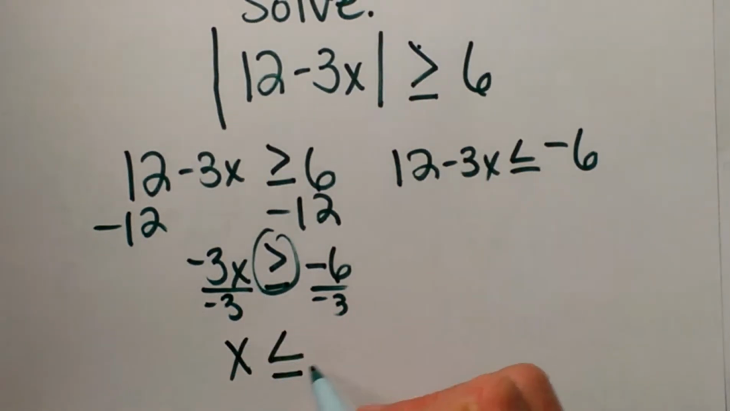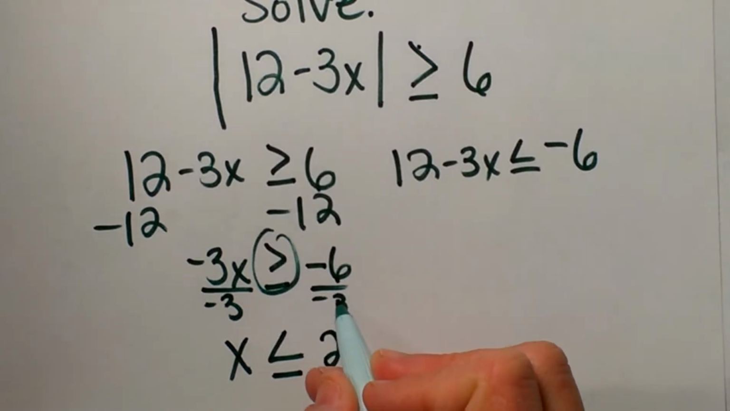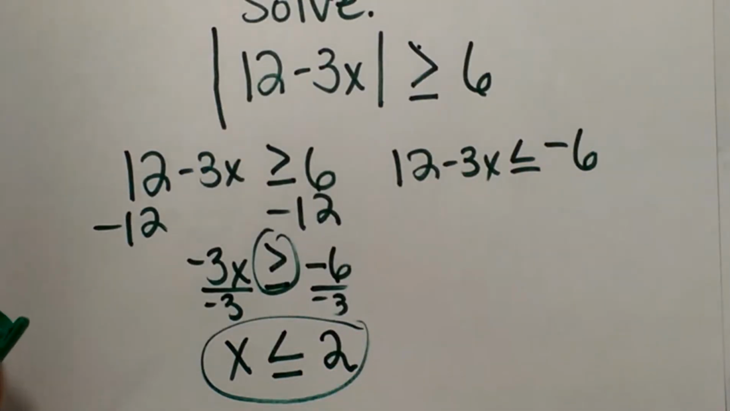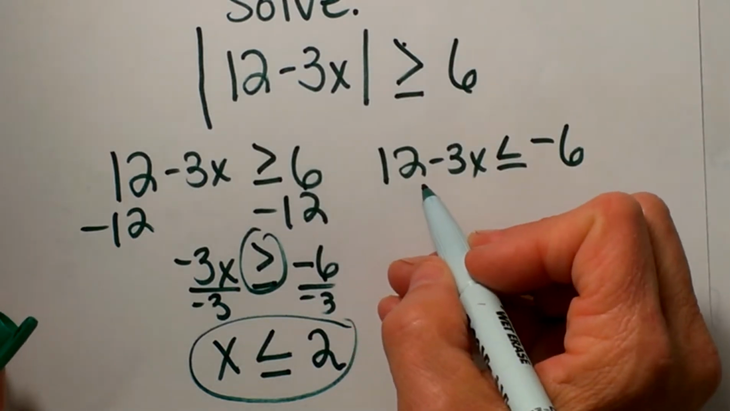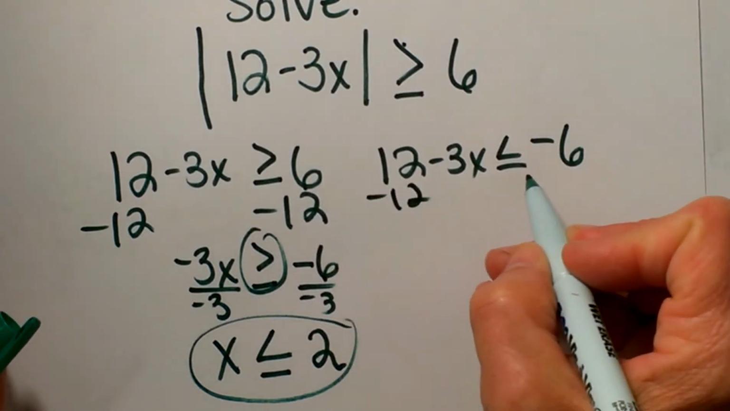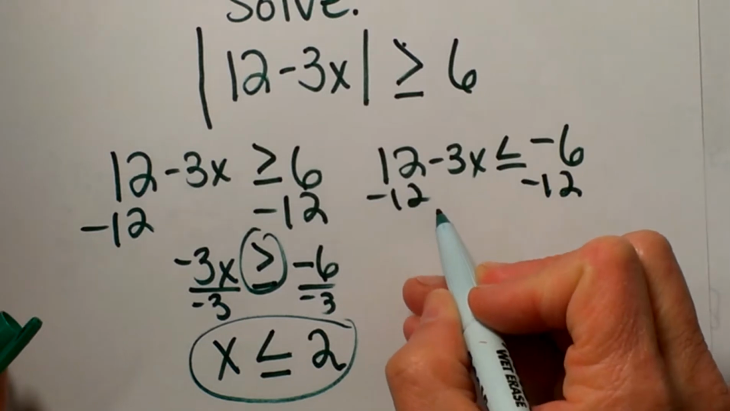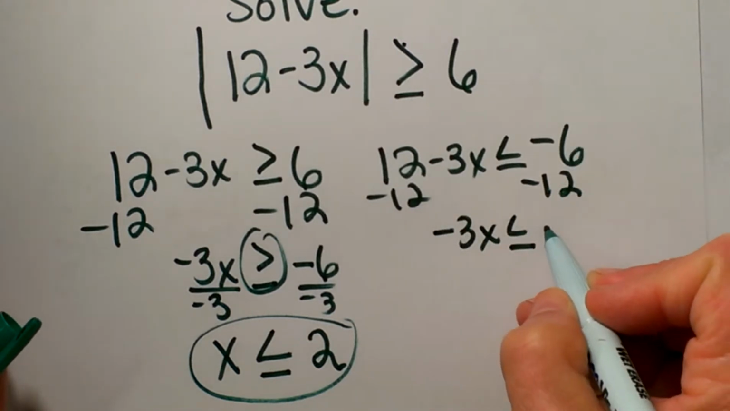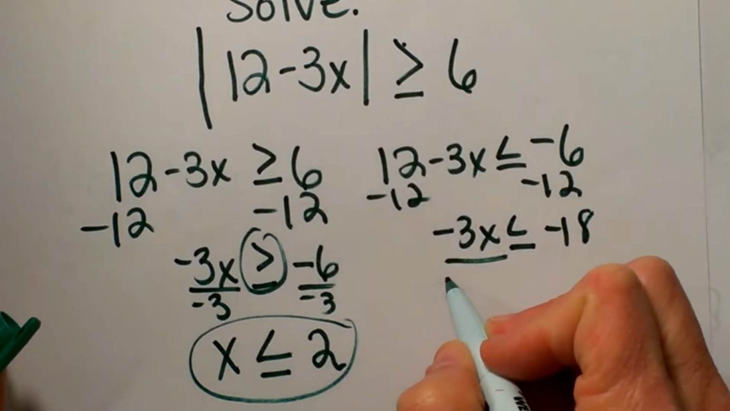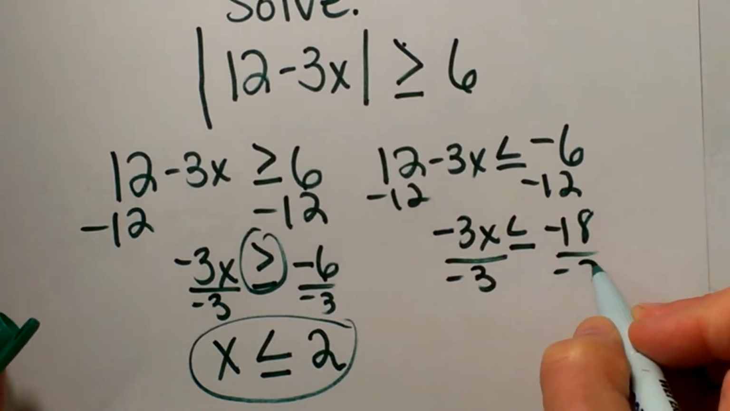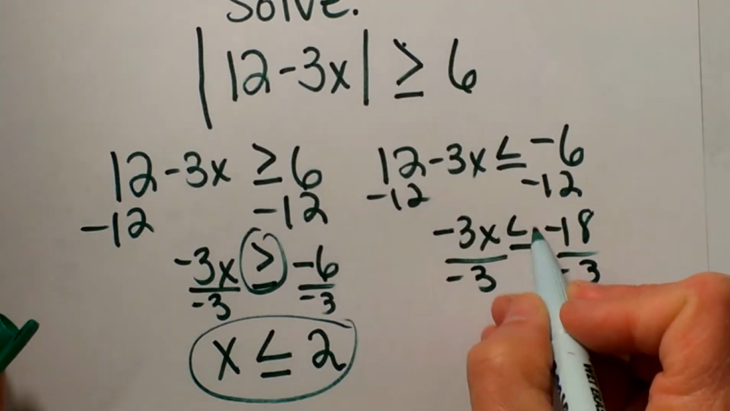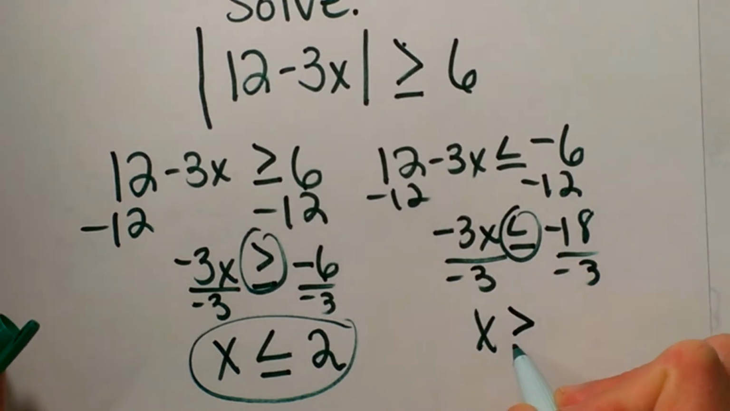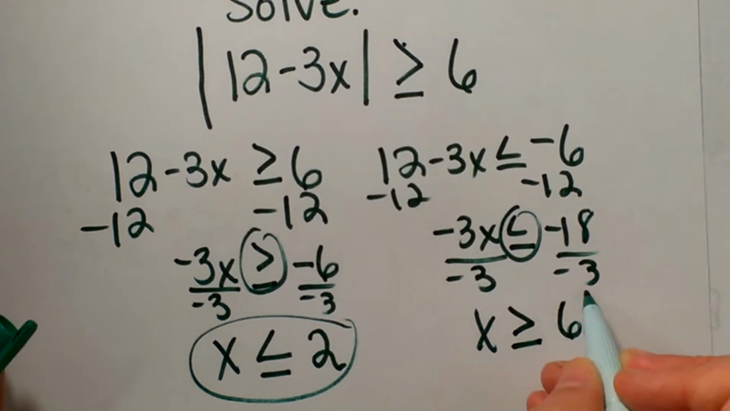So I'm going to bring down my x and bring down a 2. 6 divided by 3 is 2. So there's one of my inequalities. Now let's solve the other side. Subtract 12. So I bring down my negative 3x again and bring down a negative 18 and then divide both sides by negative 3. And again, I'm dividing by a negative, so I have to remember to flip my inequality. So x is greater than or equal to positive 6.